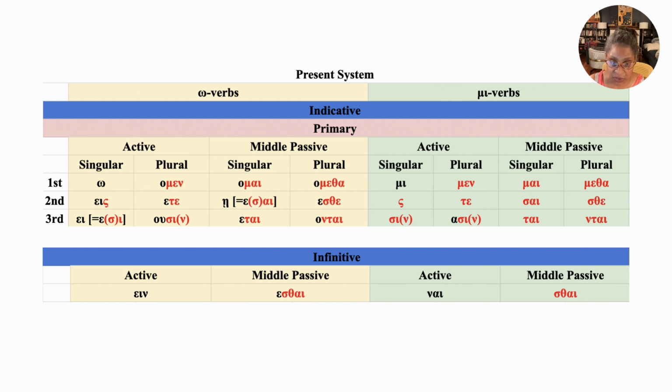As far as the infinitives go, the omega verbs in the active it's -ein, epsilon, iota, nu, and in the middle it's -esthai. In the mi verbs, the infinitive is -nai. That's the ending, it will end in -nai. And the middle passive would be -sthai. So again, the endings are very, very similar. The only difference is that the omega verbs tend to have a gluing vowel, either omicron or epsilon, and the mi verbs don't. They just stick right onto the stem. All right, let's move on.